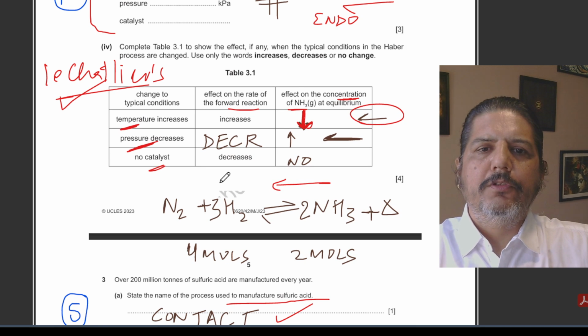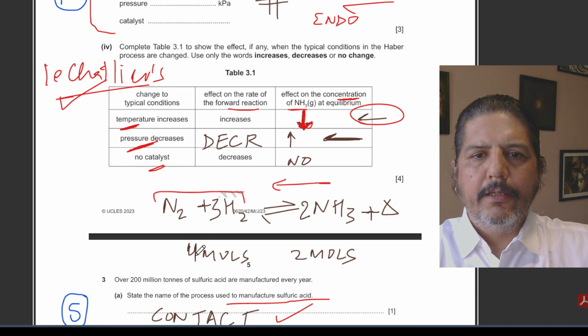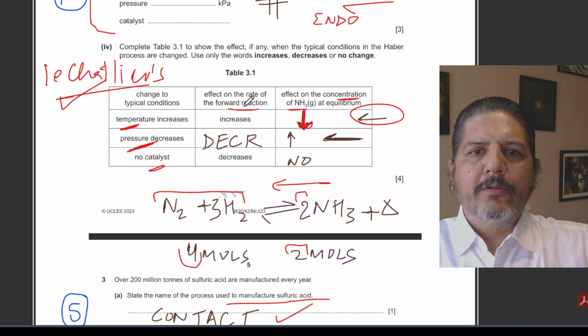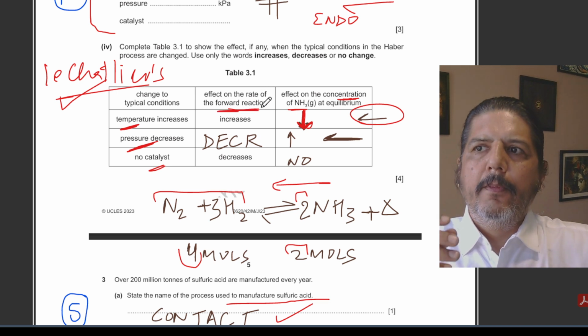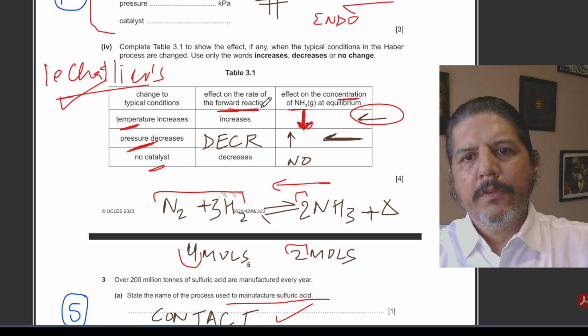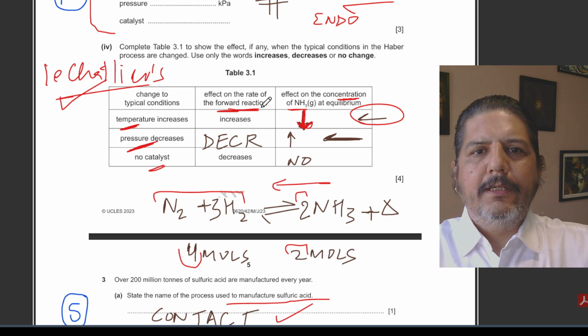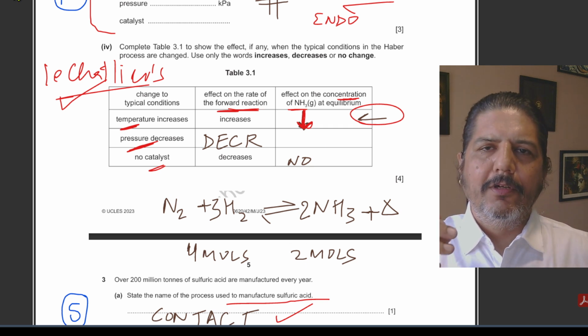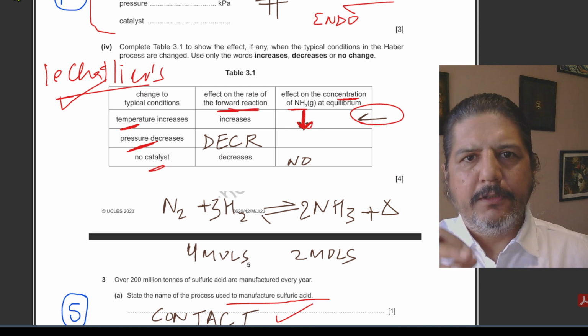Whenever pressure comes, we look at the number of moles. Here, 4 moles are on the left-hand side and 2 moles are on the right-hand side. So, effect on the rate of forward reaction, see, as pressure decreases, the rate of reaction will decrease. But what you need to understand is, as the pressure decreases, as per Le-Chatelier principle, the system will try to oppose this decrease of pressure.